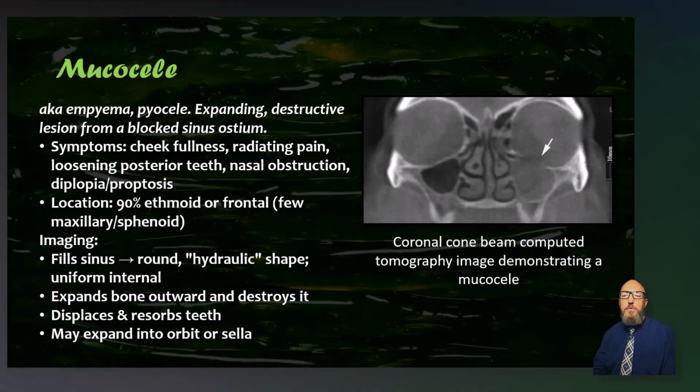Radiating pain comes from pressure on the supraalveolar nerves. The distinction from a pseudocyst is the whole point. One is a harmless dome, and the other expands and destroys. This shows the beginning of a mucocele and is starting to destroy the floor of the orbit. You see the other side intact and normal.